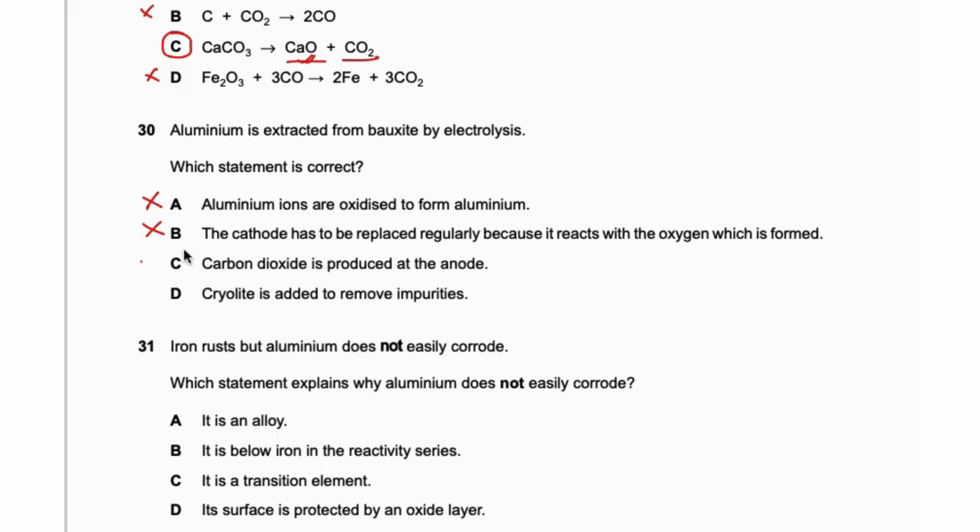Carbon dioxide is produced at the anode. Right answer, because the carbon anode reacts with oxygen produced by electrolysis to form carbon dioxide. And D, cryolite is added to remove impurities? Cryolite is added to decrease the melting point. It is also wrong.